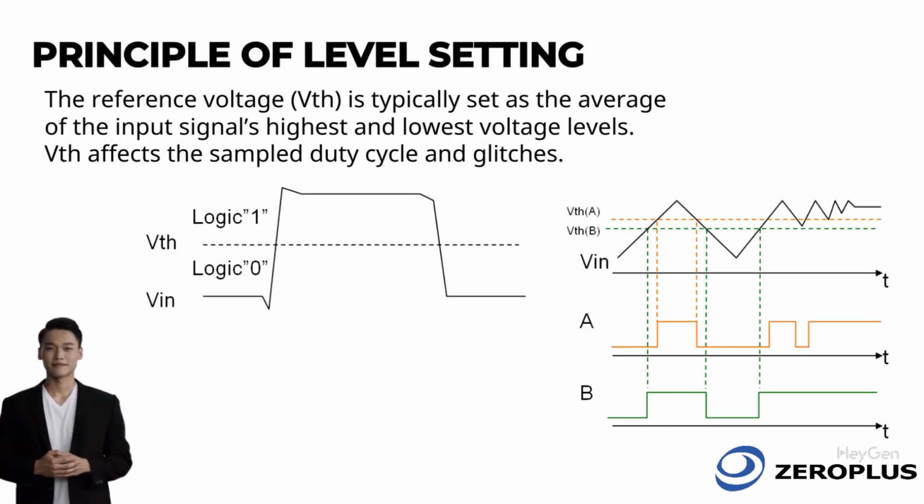Principle of level setting. The reference voltage, VTH, is typically set as the average of the input signal's highest and lowest voltage levels. VTH affects the sampled duty cycle and glitches. The trigger level should be set at the midpoint between the high and low voltage levels. When the signal voltage exceeds the trigger level, it is interpreted as logic 1. When the signal voltage falls below the trigger level, it is interpreted as logic 0.